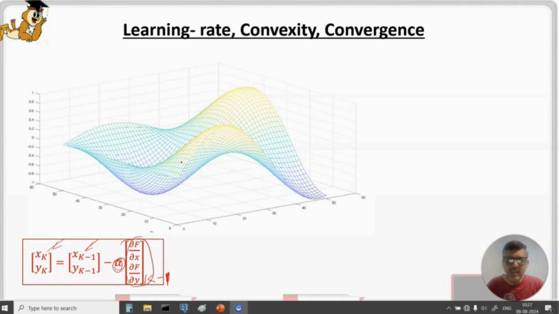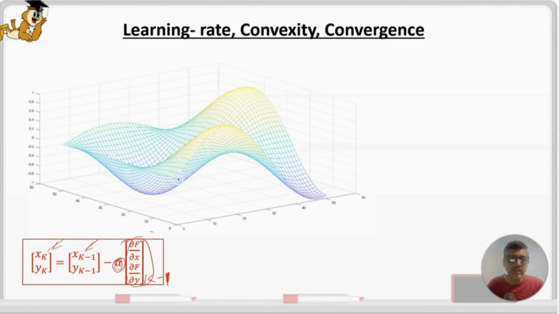Now, what do I mean by a wrong value of alpha? Let us say you are at a point somewhere over here, and let's say this is the direction you got. And instead of taking this step size, let's say you took a step size that looked something like this, and you went somewhere over here. You can imagine a situation where a large value of alpha may actually prevent you from converging towards the ideal solution.